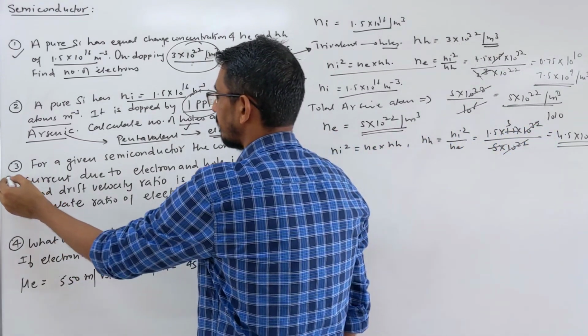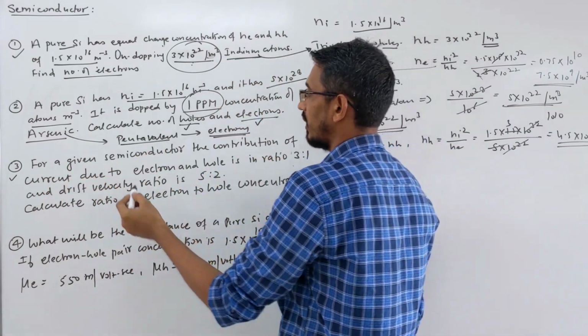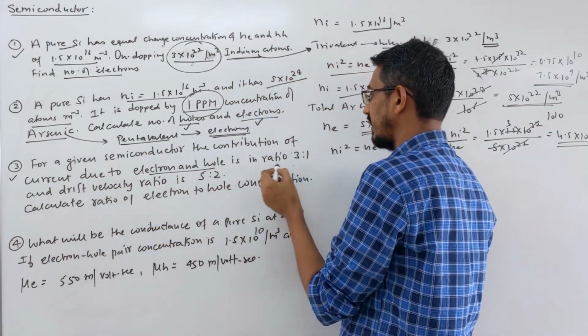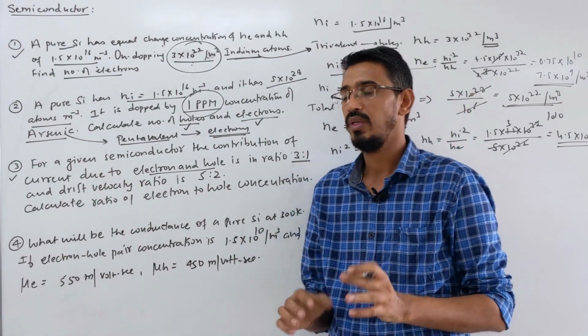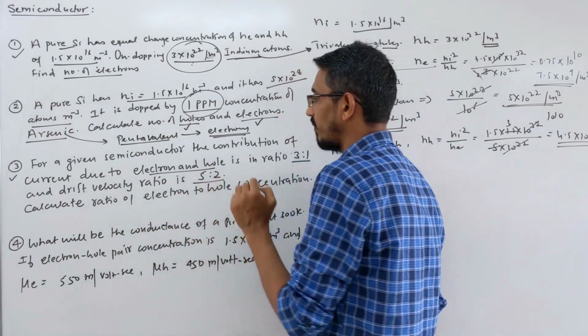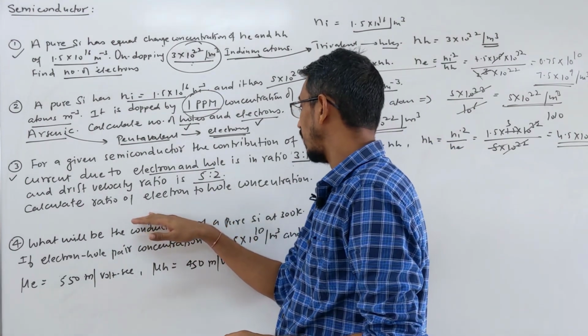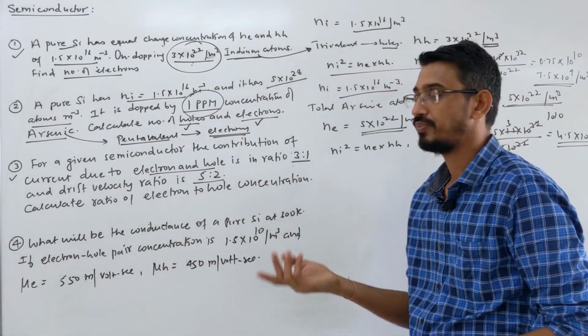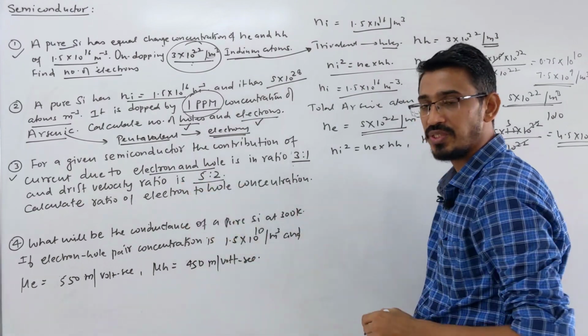Look at the third question. For a given semiconductor, the contribution of current due to electron and hole pair is in a given ratio, and the drift velocity ratio is also given, 5:2. Calculate the ratio of the electron to hole concentration. Look here, current given, drift velocity given, they are asking the charge concentration ratio.